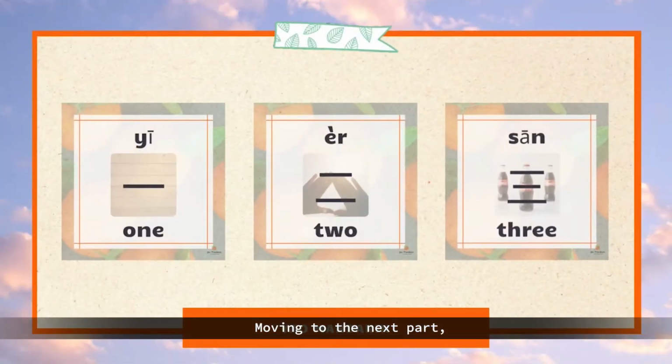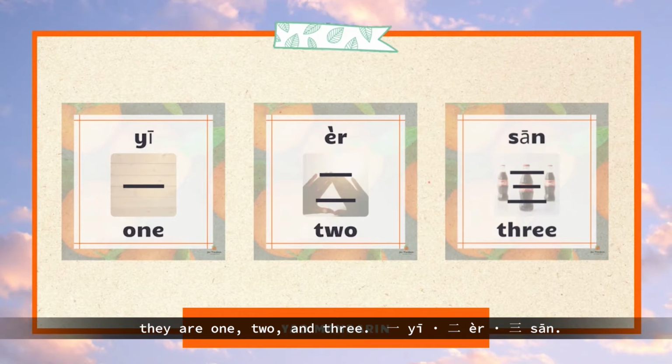Moving to the next part, they are 1, 2, and 3. 1, 2, 3. I'm so happy you are still here with me, and I promise the rest characters of the week are much simpler than 0. They are so simple that I believe after this video, you'll remember them for the rest of your life. Let's begin.